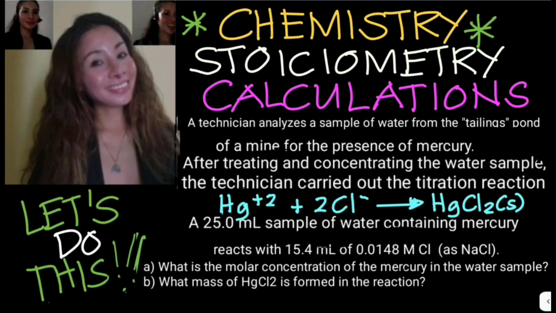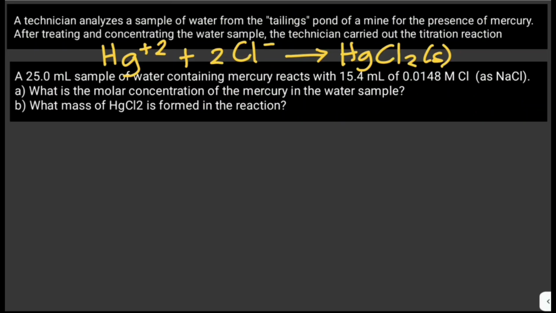In this video, you will learn how to solve problems in stoichiometry. A technician analyzes a sample of water from the tailings pond of a mine for the presence of mercury. After treating and concentrating the water sample, the technician carried out the titration reaction.